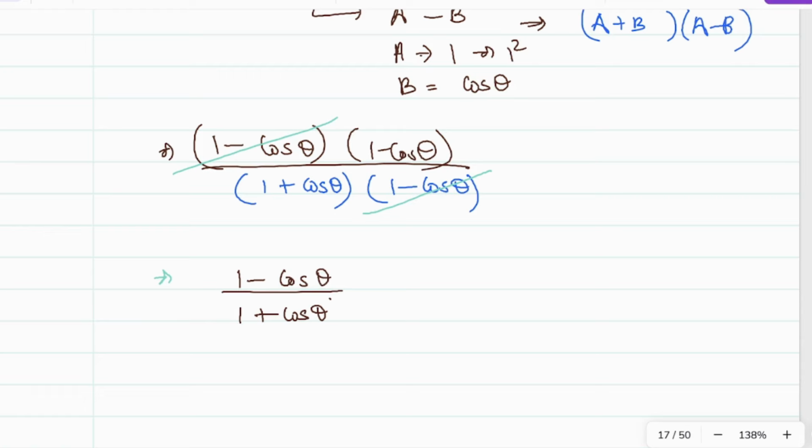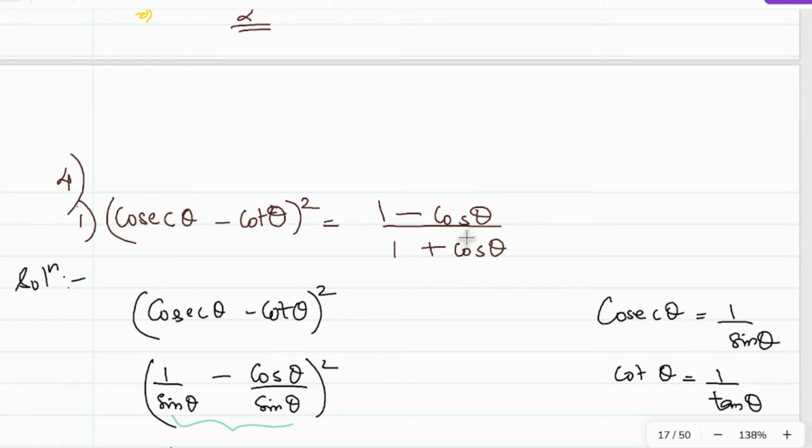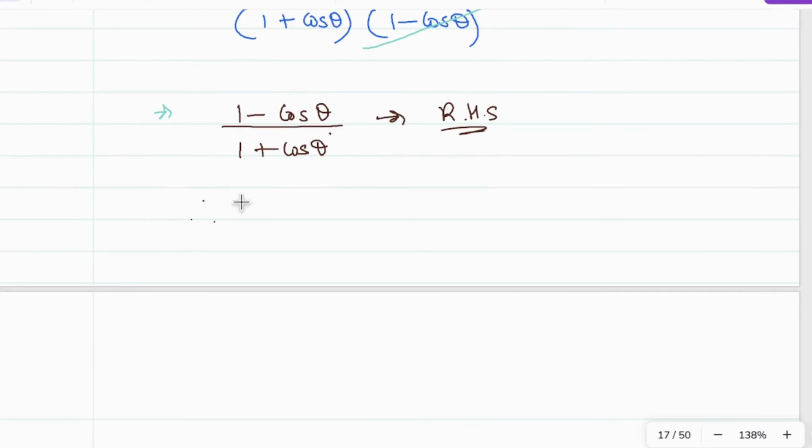So look at the equation. This is our RHS, right? What is the given RHS here? RHS equals (1 minus cosθ) divided by (1 plus cosθ). Hence we proved that LHS is equal to RHS. At the end we will have to write hence, or therefore, LHS equals RHS.